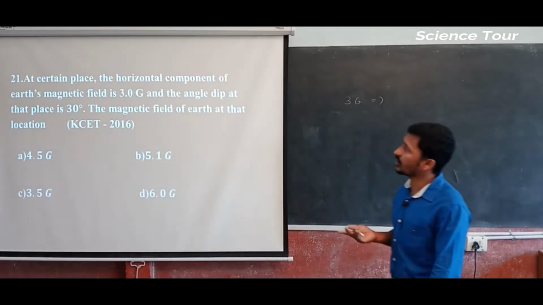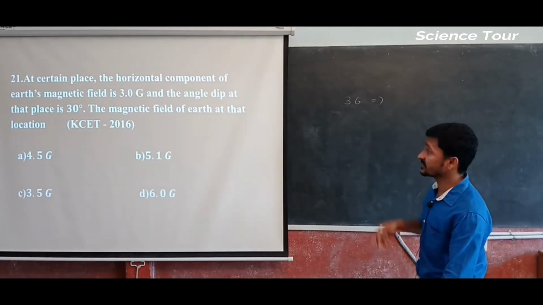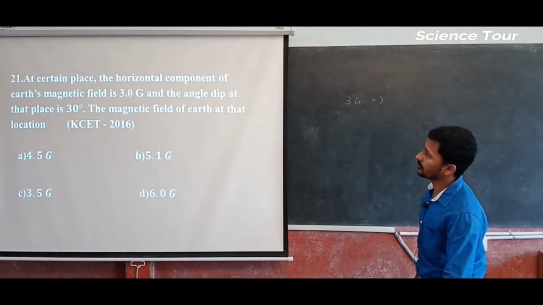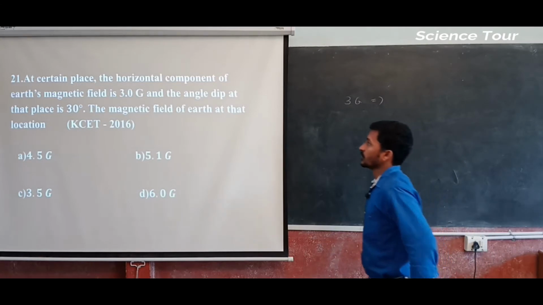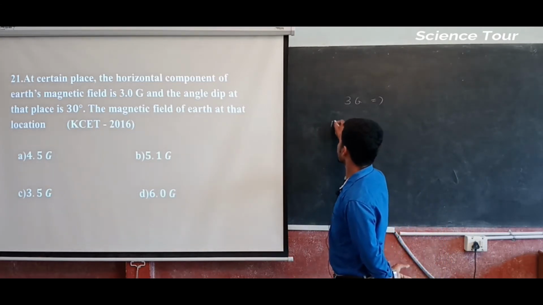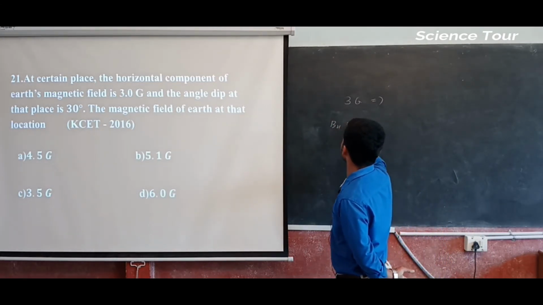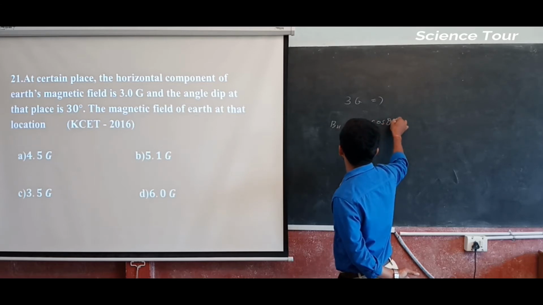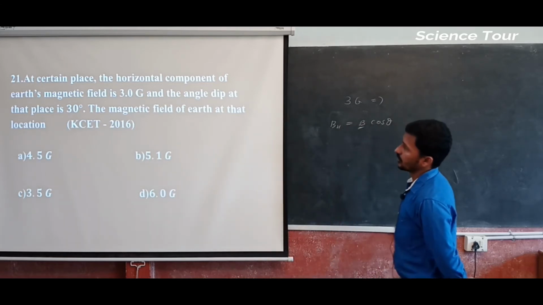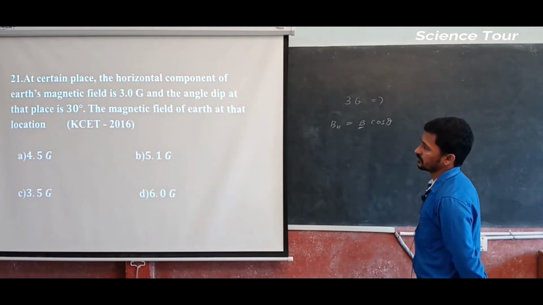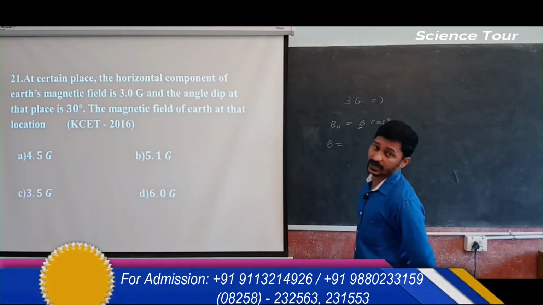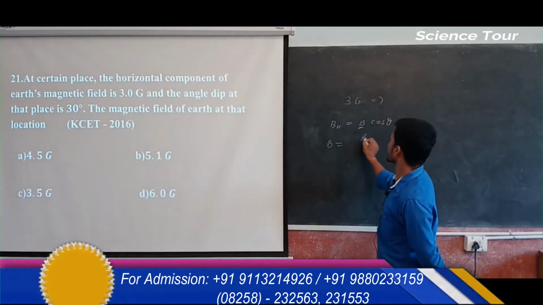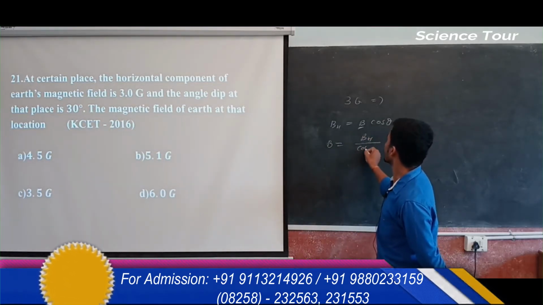At a certain place the horizontal component of the Earth's magnetic field is 3 Gauss and the angle of dip at that place is 30 degree. The magnetic field of the Earth at that location is? Horizontal component means what? Okay. BH is equal to B cos theta. So everything is given, direct question, it is the magnetic field of the Earth at that point, net magnetic field. So B will be BH by cos theta.